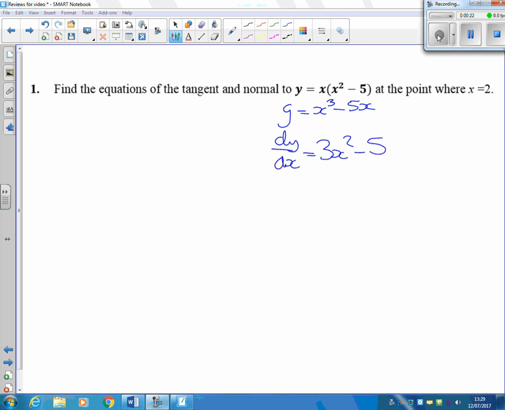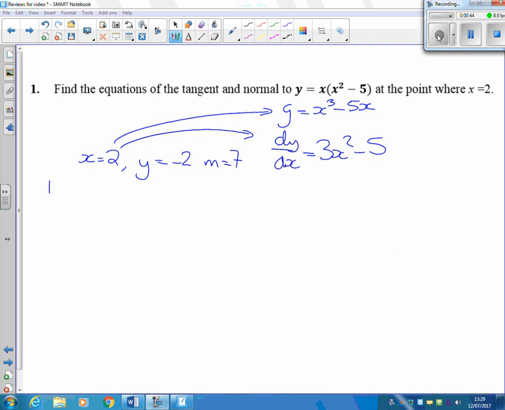Now we've got a number of x equals 2. And we also need to find out what the y number is. So throw the x equals 2 into here. So we've got 8 take away 10, which is minus 2. And we're also going to throw the x equals 2 into here to get our gradient. And so our gradient is going to be 12 take away 5, which is 7.